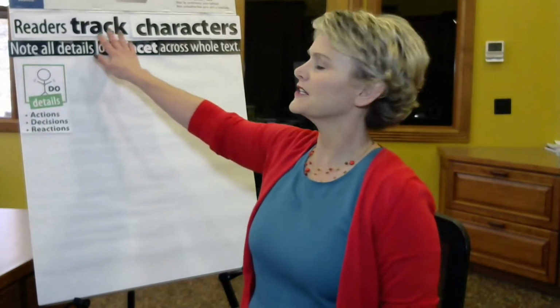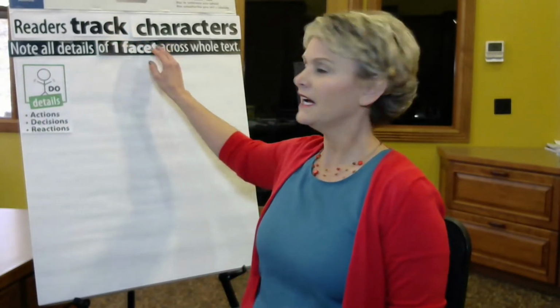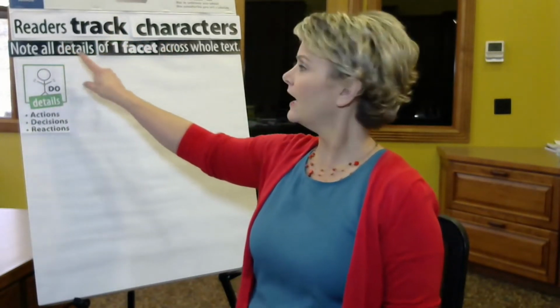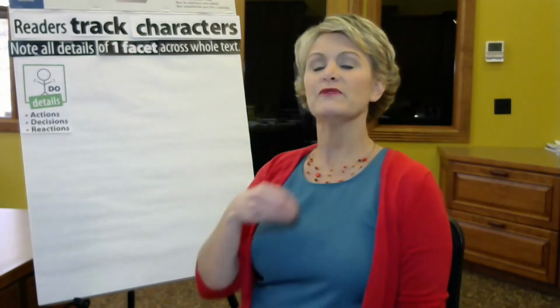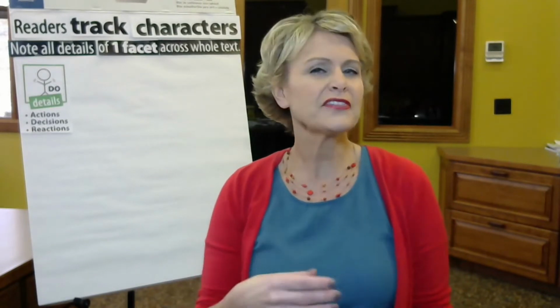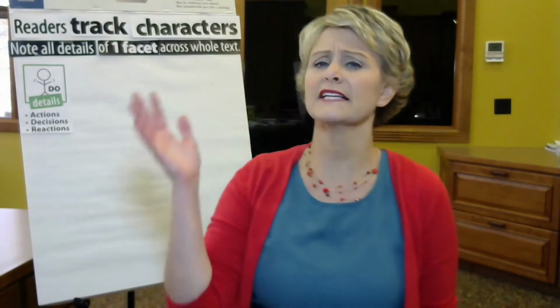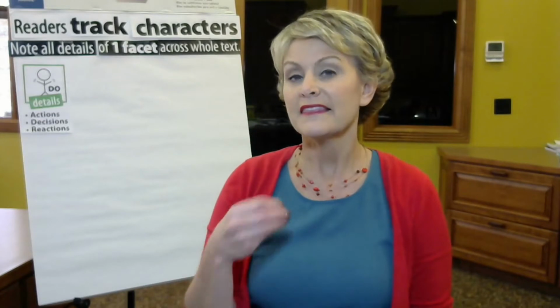We've started a new lesson series. We're now working on tracking a character, collecting all the details we can about a single character across the entire text. We do this because authors develop characters. They want us to really get to know their characters, find out who they really are. So after reading, after you've already summarized a text, you understood it, you got the gist, then often you can go back and really look at how an author described and developed a character.